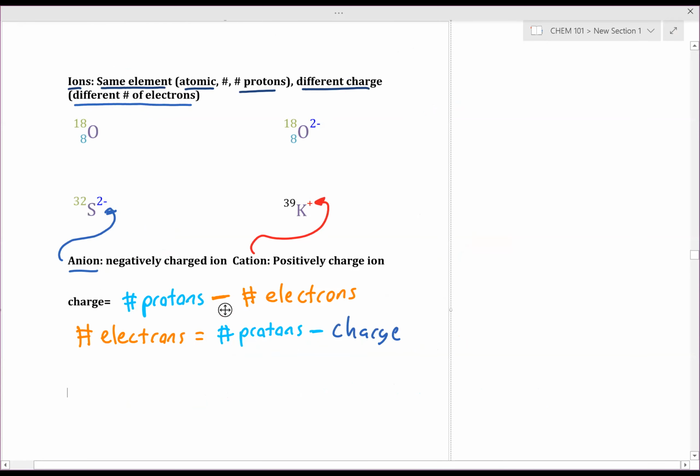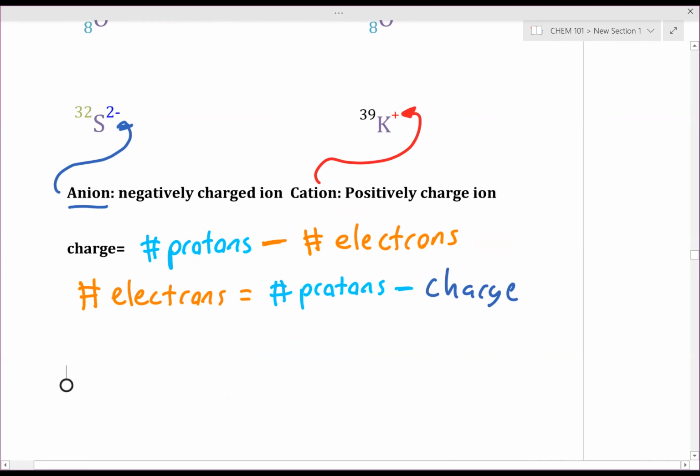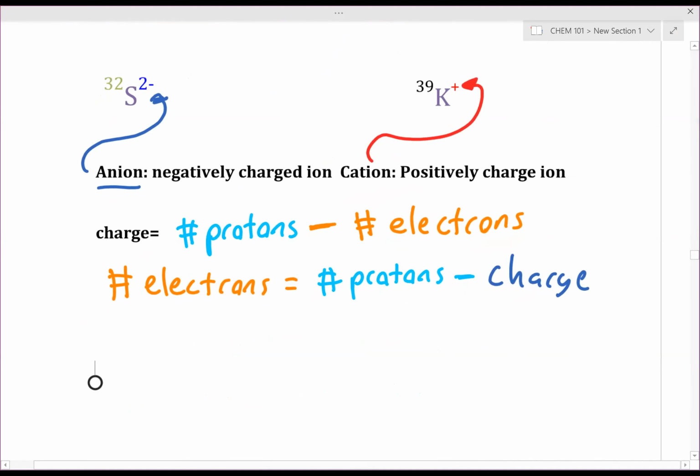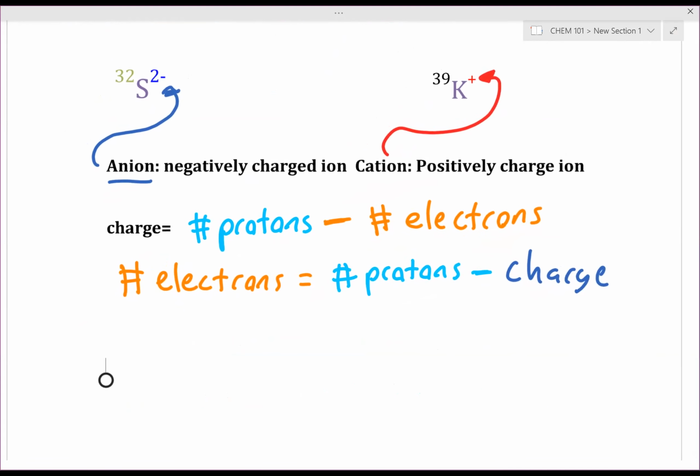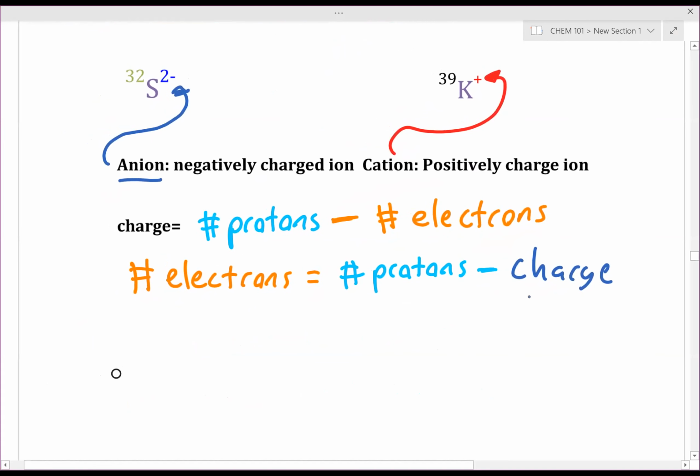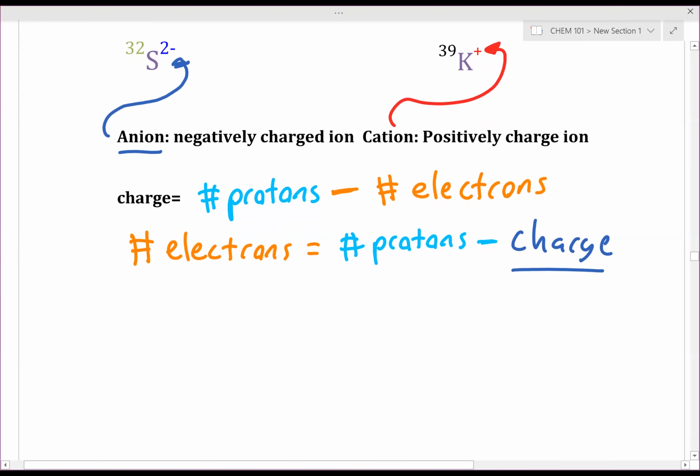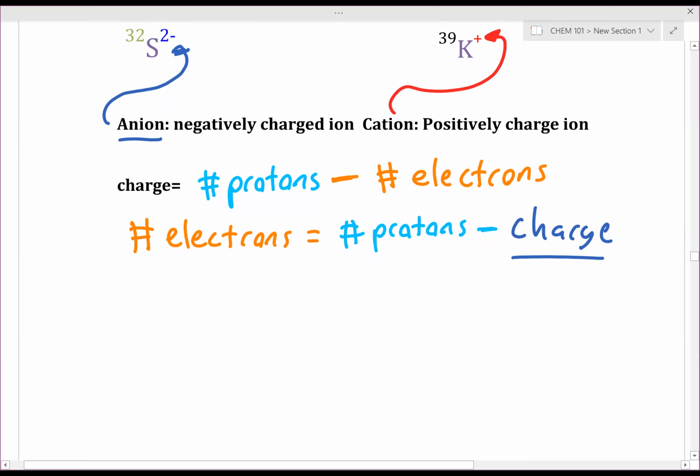Important things to keep in mind for this calculation. First and foremost, this charge, you need to make sure you're inputting in the calculator with the right sign. If I have a positive charge, you plug in a positive number. If we have a negative charge, what number do we plug in? Negative number. Okay, perfect.